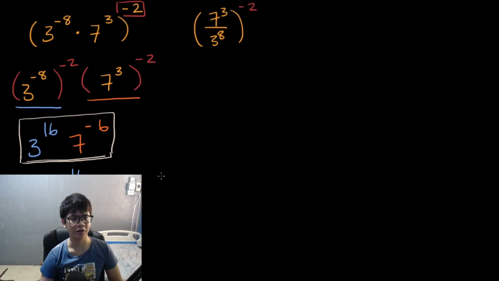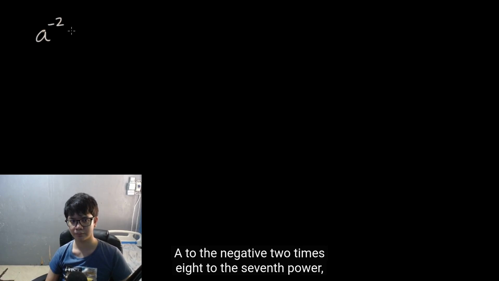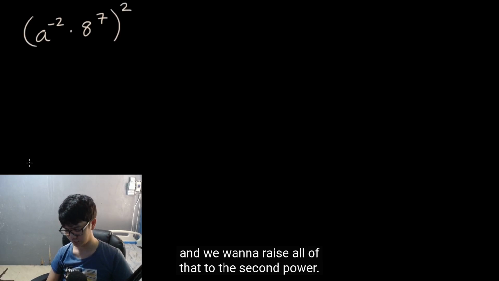Let's do another one of these. It's insanely cool. So let's say that we have a to the negative 2 times 8 to the 7th power. We want to raise all of that to the 2nd power.